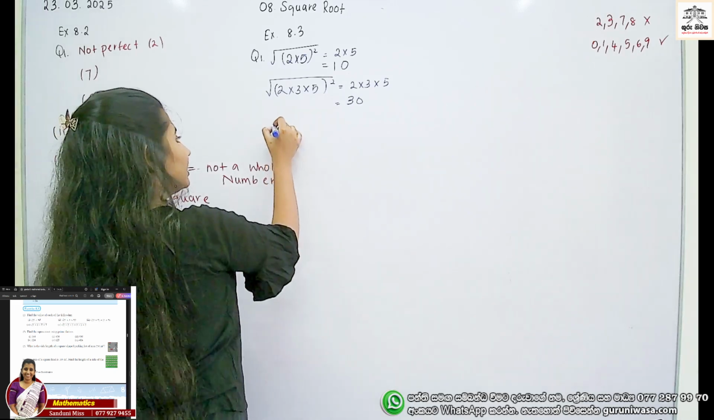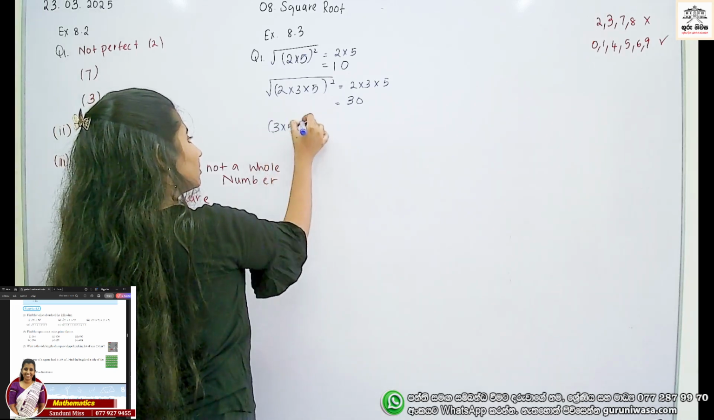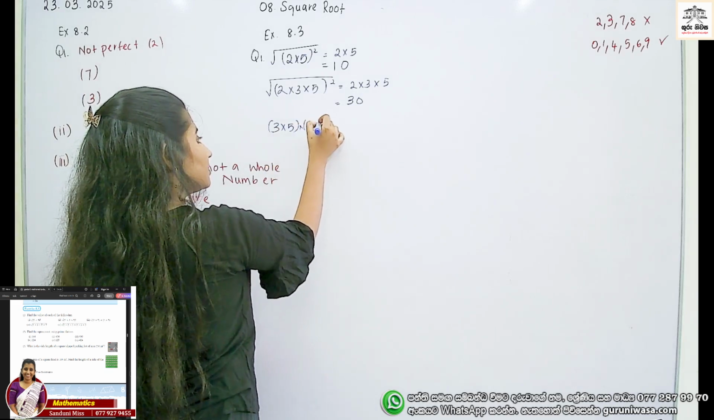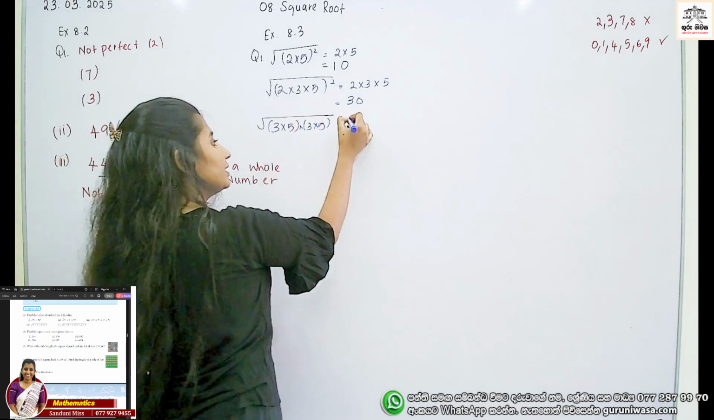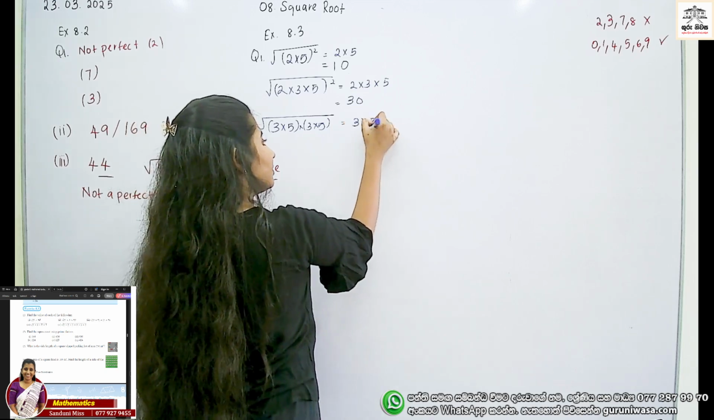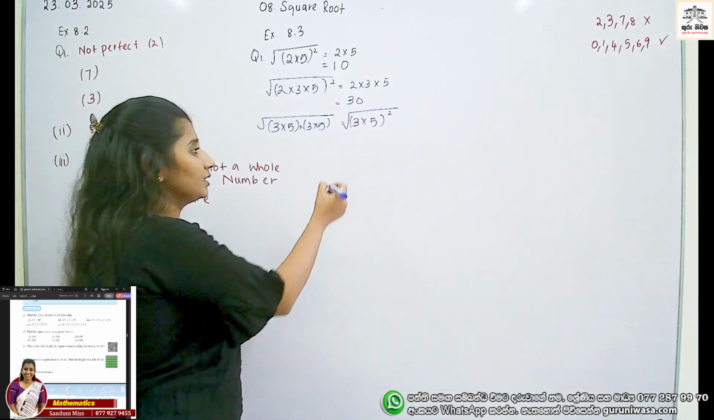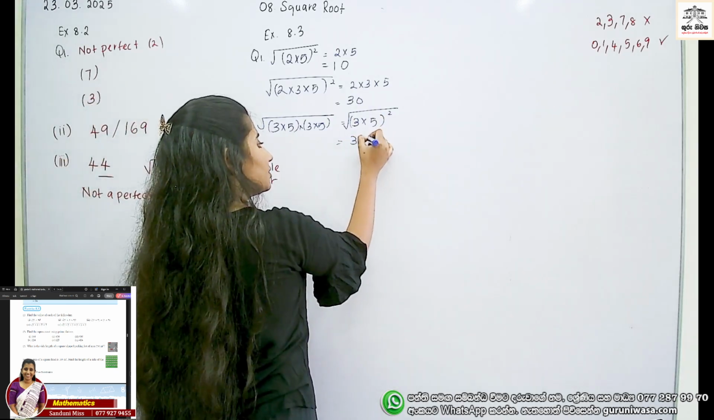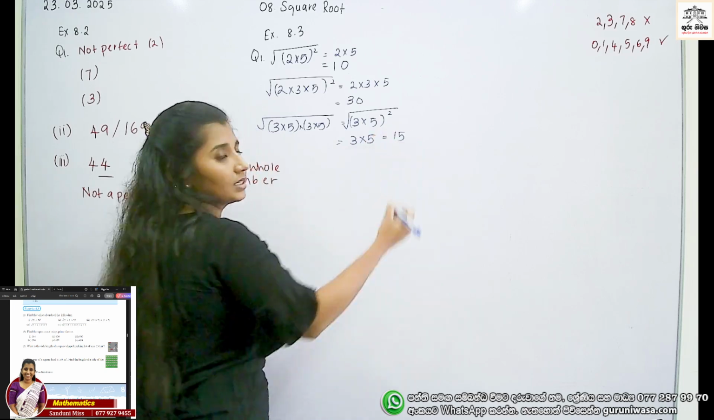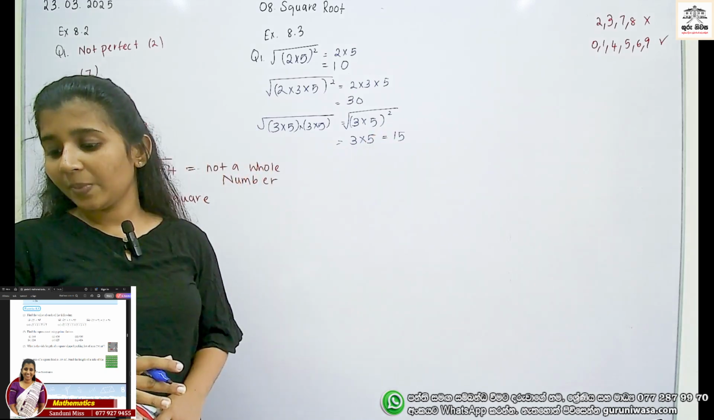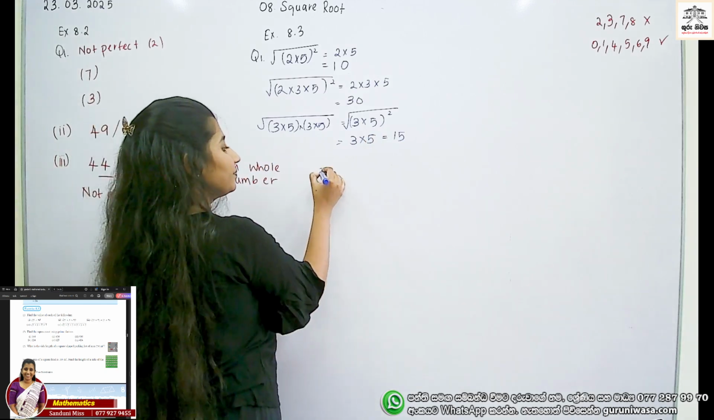3 times 5, 3 times 5. So this I can write as 3 times 5 squared. I can write it like this. And the final answer is 3 times 5, which is equal to 15. Right.